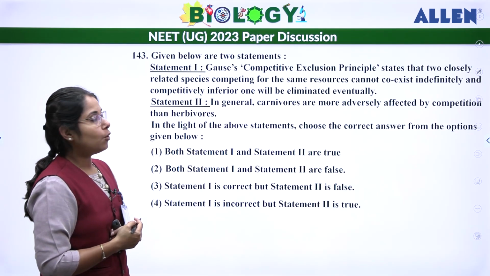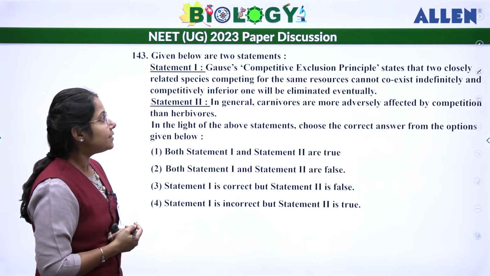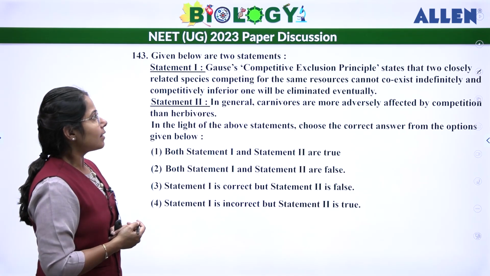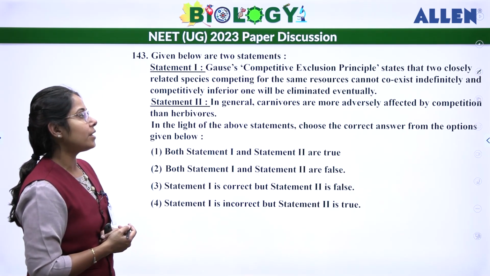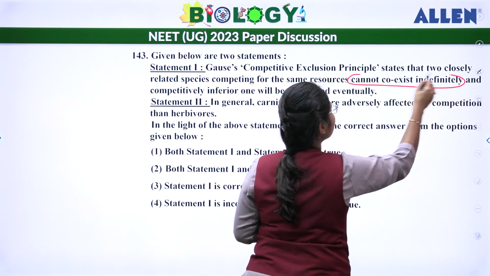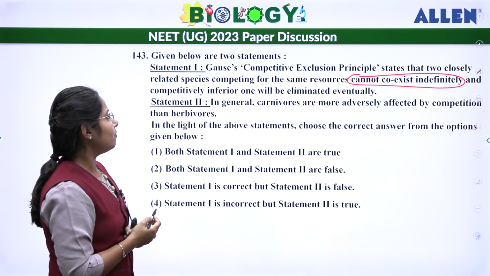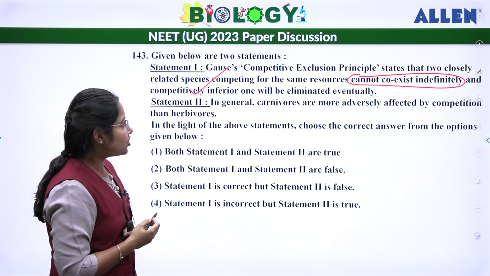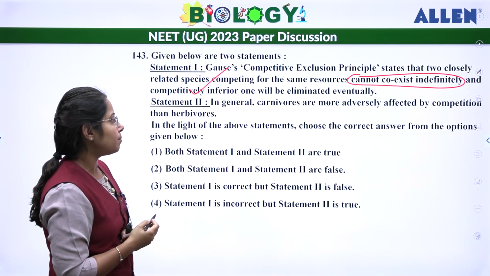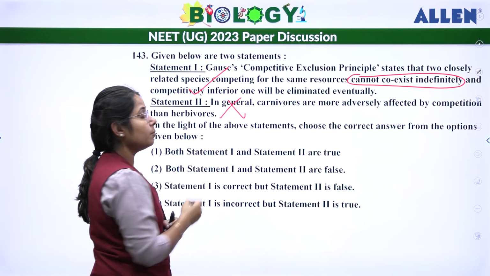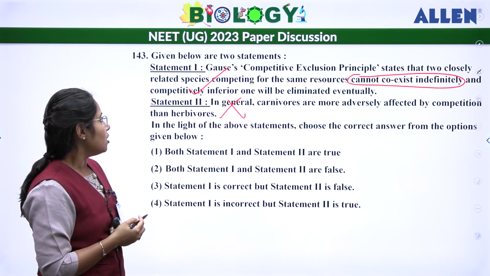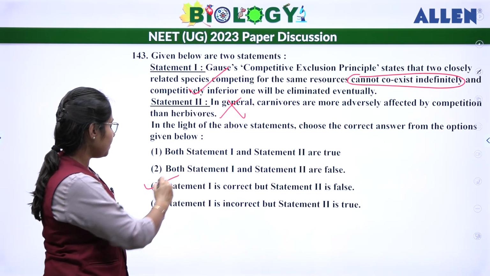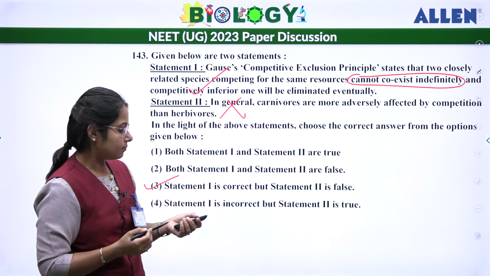Next, given below are 2 statements. Gause's competitive exclusion principle states that two closely related species competing for the same resources cannot coexist indefinitely, and the competitively inferior will be eliminated eventually, which is a correct statement. In general, carnivores are more adversely affected by competition than herbivores. This is wrong. Herbivores are more affected than the carnivores. So the first statement is correct and the second statement is false.